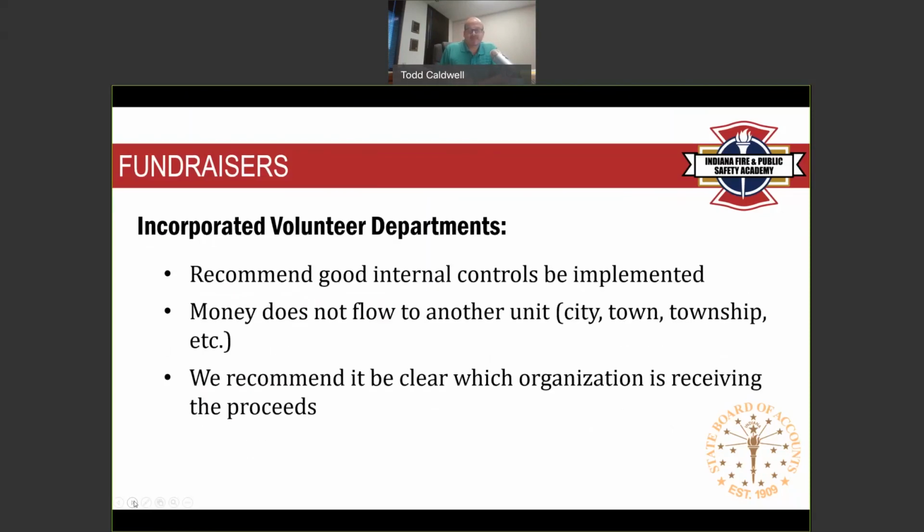And this slide deals with those volunteer fire departments, and it's the same with the internal controls. You need to have those established. An incorporated volunteer fire department can, as a 501c3, keep the donations they receive. They don't have to legally go to the city or the town or the township. And again, try to make it clear who that fundraiser is benefiting.